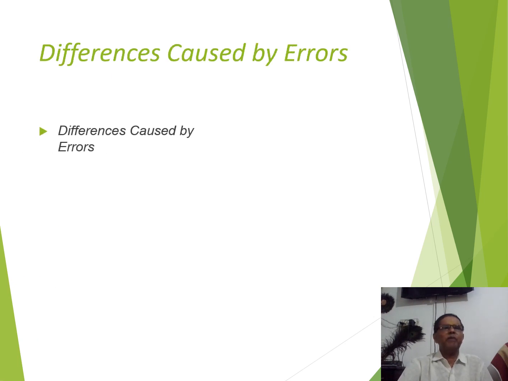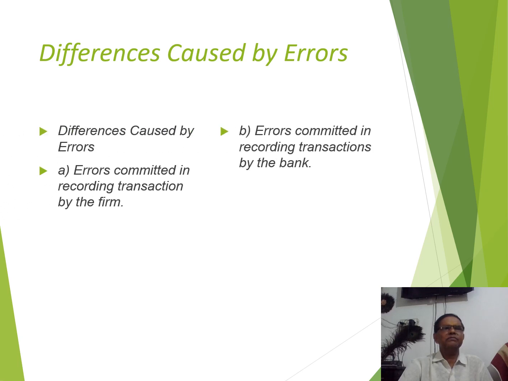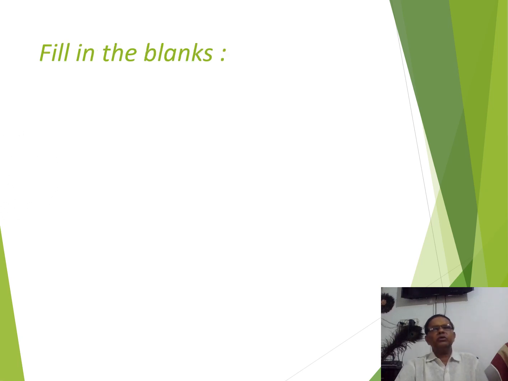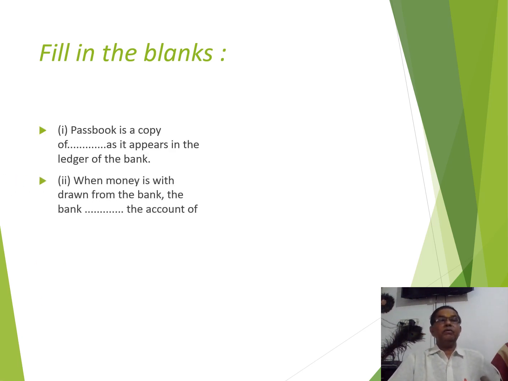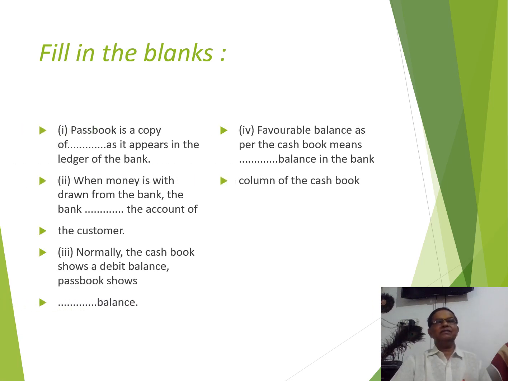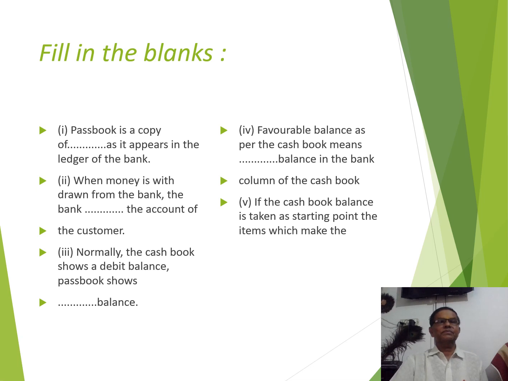There are also differences caused by error. Now we have some tests in the form of fill in the blanks, so we can judge our understanding. For example, passbook is a copy of dash dash dash. Like that, there are other questions. Fill up the blanks and see how much we have understood about why both sets are not matching. The answers are given for your ready reference.